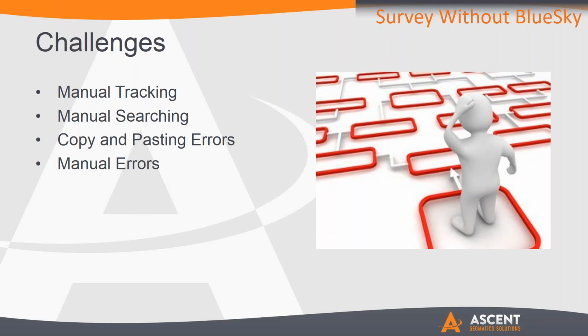Manual searching as well. If you're having to go through and do control find in your CSV or spreadsheet, it could take a long period of time. Look at your field book, look at this point number, go back to your spreadsheet, go and find it. Is the information correct? You can imagine having to do that for a lot of records, even thousands of records. You're going to spend a lot of time doing that.